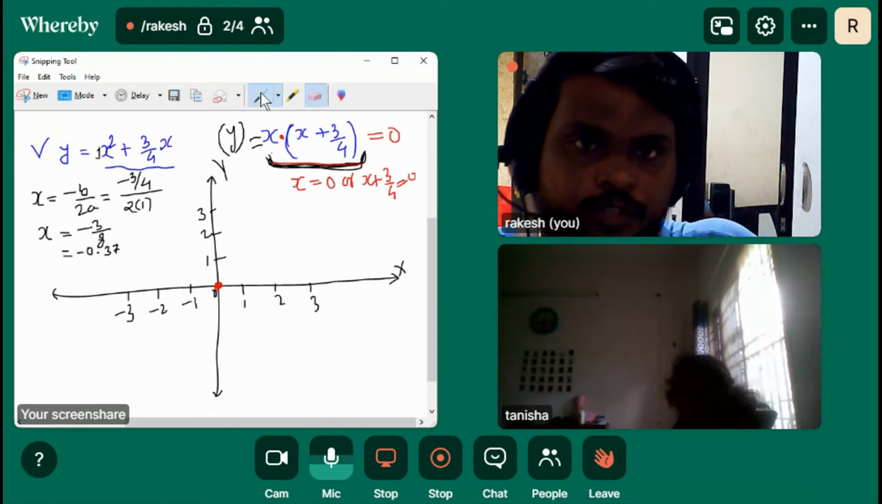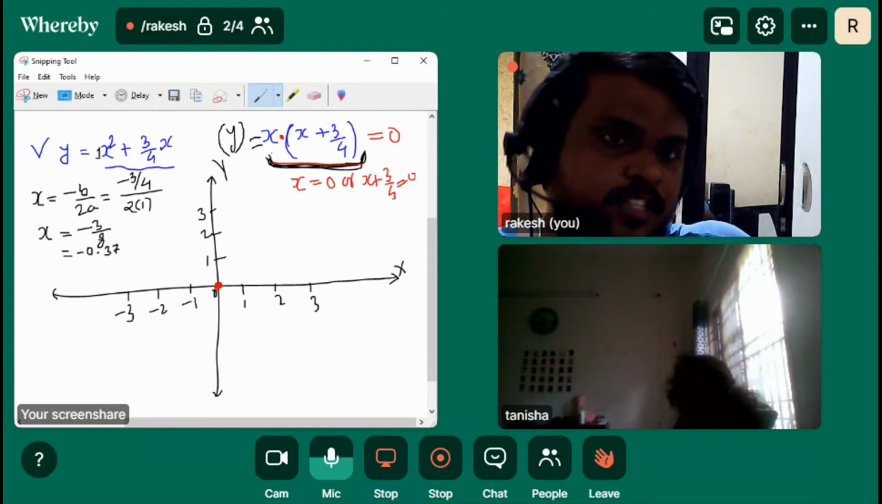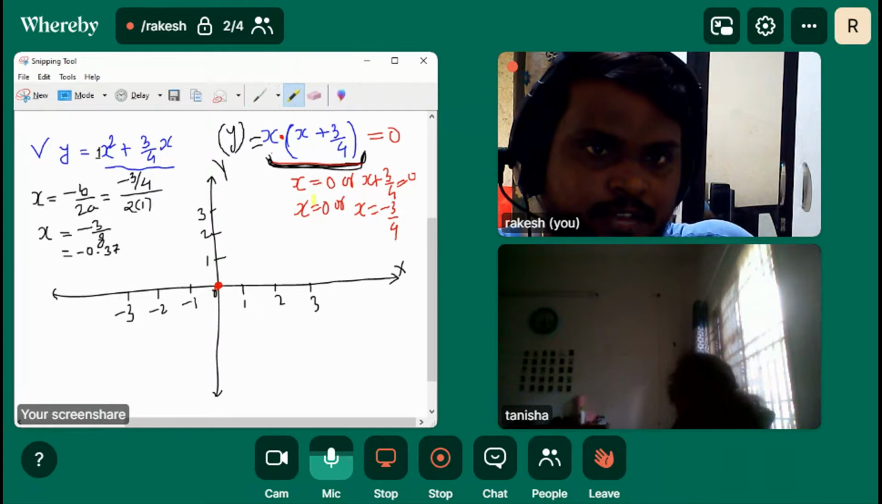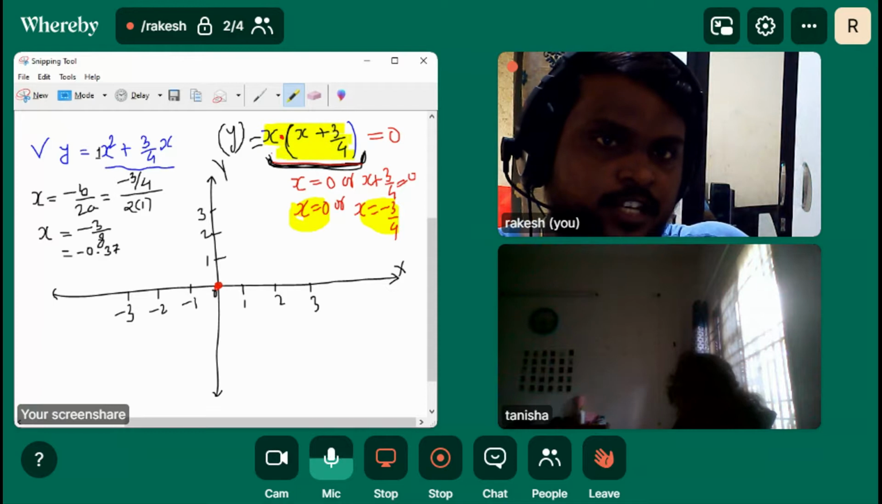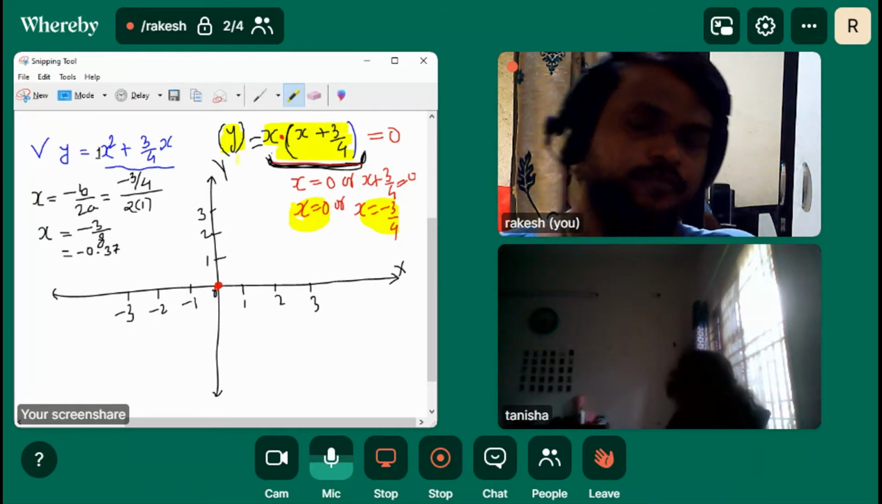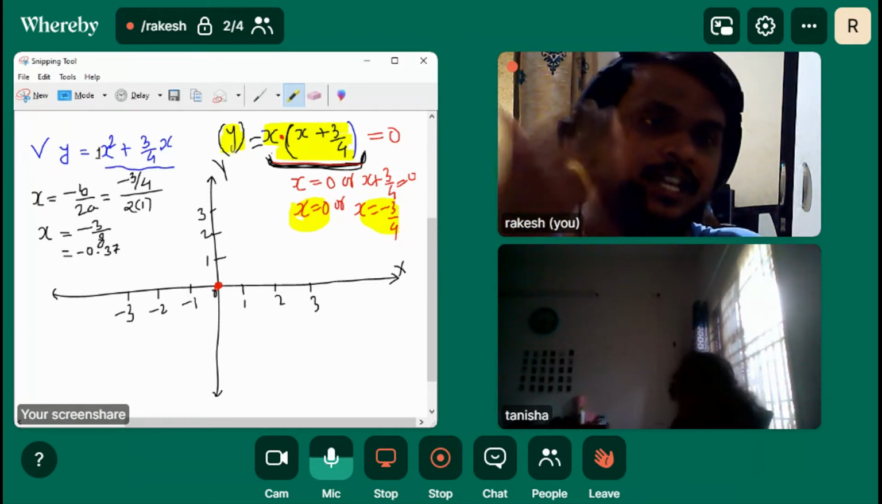So here also, if this product is 0, it means x is equal to 0 or x plus 3 upon 4 is equal to 0. So x is equal to 0 or x is equal to minus 3 by 4. For these two values of x, this product is 0. This product is 0 means the value of y is 0. Are you getting that?